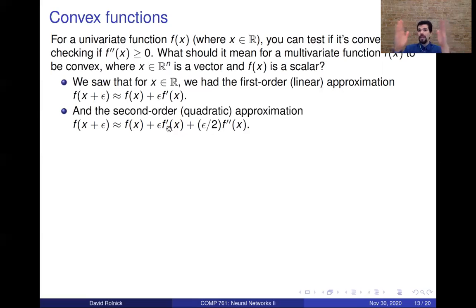So if you were to just keep on expanding out the Taylor polynomial, it would have epsilon cubed over 3 factorial times the f triple prime, the third derivative, plus epsilon to the 4th over 4 factorial times the 4th derivative of f. Again, this should be an epsilon squared, I'm sorry.